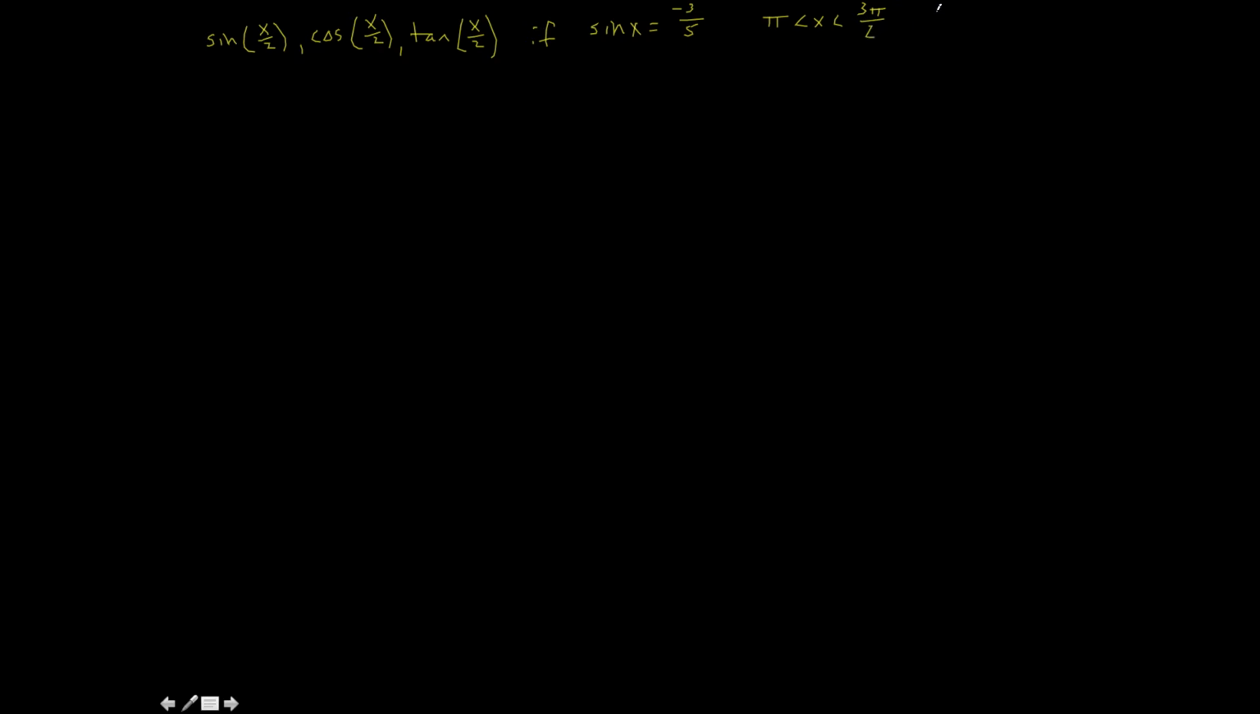Now again, what is this saying? This is saying quadrant 3. Quadrant 3 is all that means. X is in quadrant 3. Alright, so we have to do this the same way we did before. Let's draw our reference triangle first. Alright, so we know that this is negative 3. This is 5.